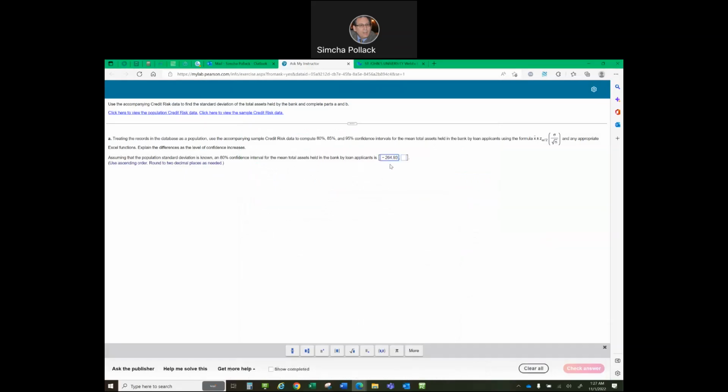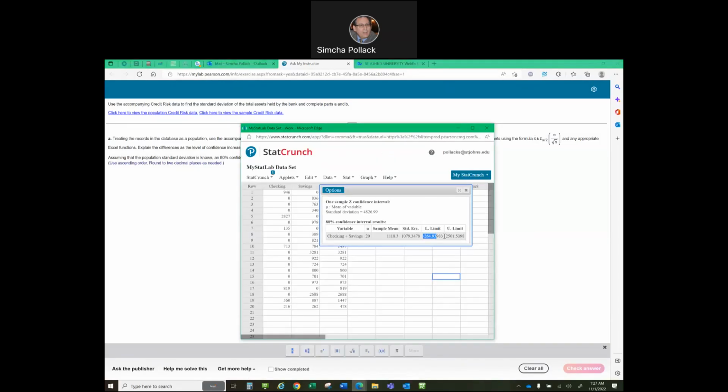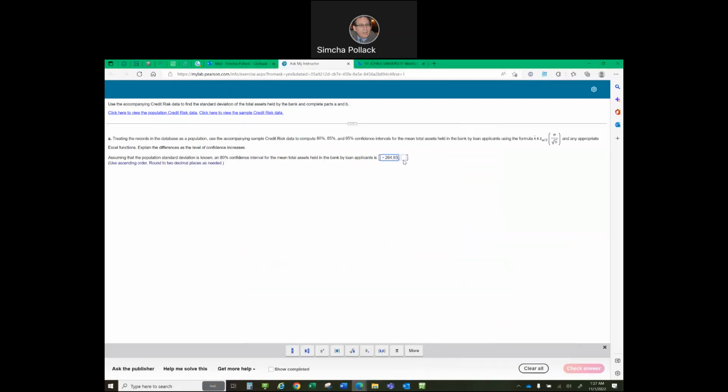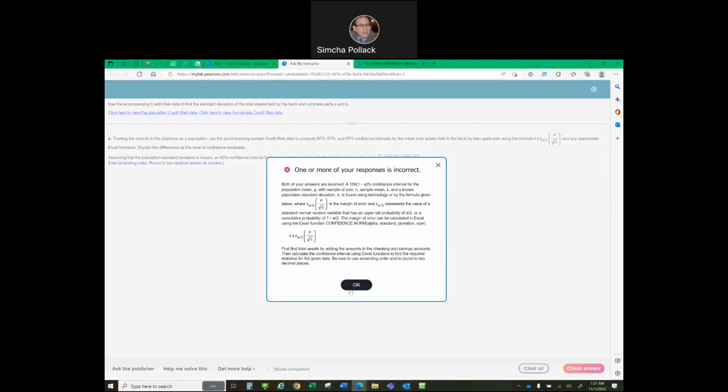Control V. And the upper one, if I can still find it somewhere, is 2501.53. Copy. Check answer. After all that, let's see what we did wrong.